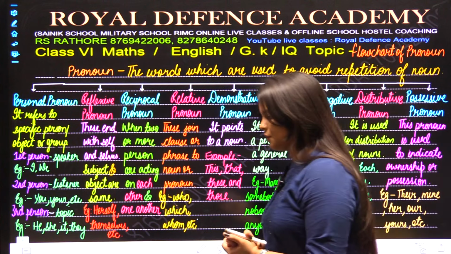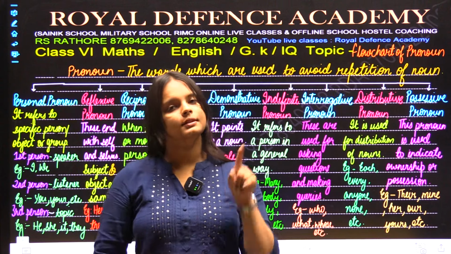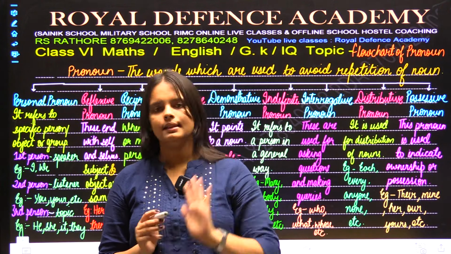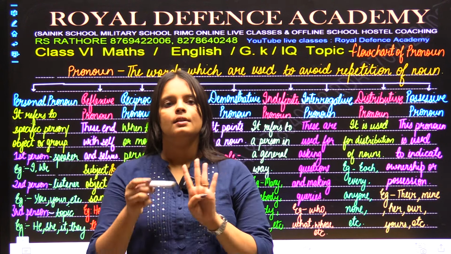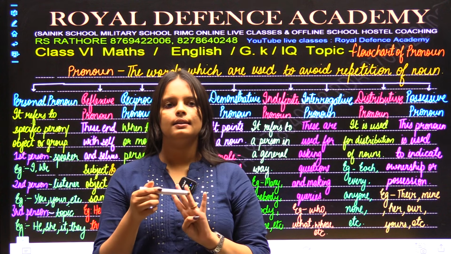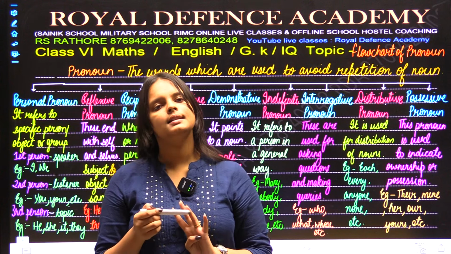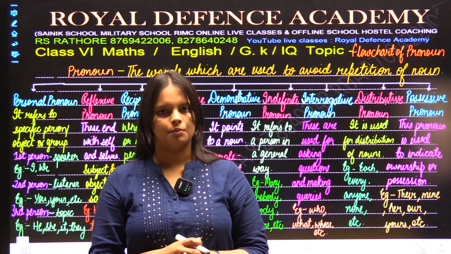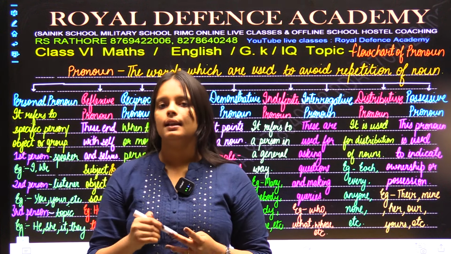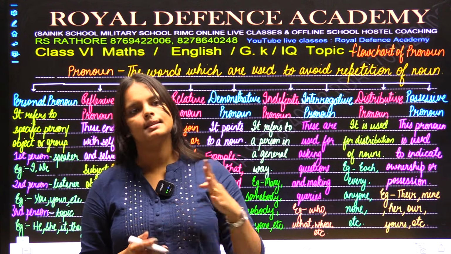Next is demonstrative pronoun. When we point out something using our finger, for example, this is my book, that is my pen, we use demonstrative pronouns. We are basically demonstrating, we are basically pointing out. There are basically 4 types of demonstrative pronouns: this, that, these, those. This and that are used for a singular object, these and those are used for plural objects. That and those are used for far objects. This and these are used for near objects. These 4 are used in separate sentences separately.